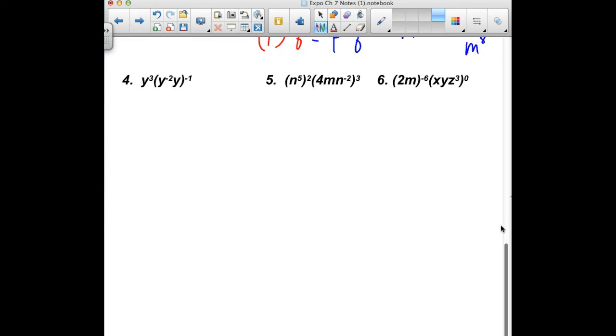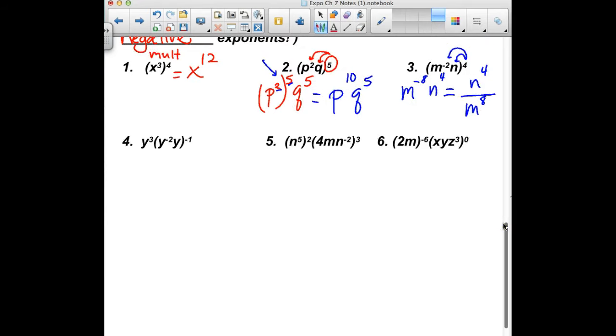All right, example 4. We have lots of y's here. We do have this negative 1 power out here. So let's go ahead and distribute it in. Notice it does not apply to that y to the third. All right, that's outside of those parentheses.